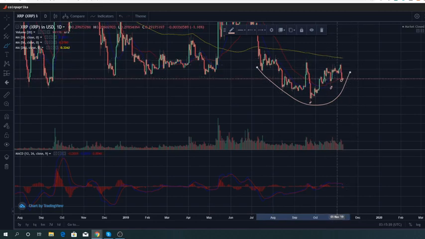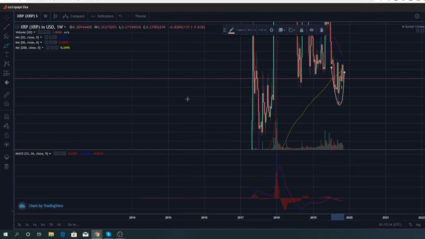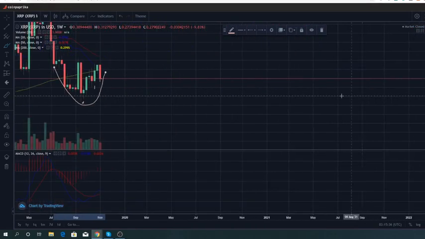At the same time, the 50-day moving average is currently in play. We are around that. It can become a support if we move up a bit, but if we do move down, then it will become a resistance for us.